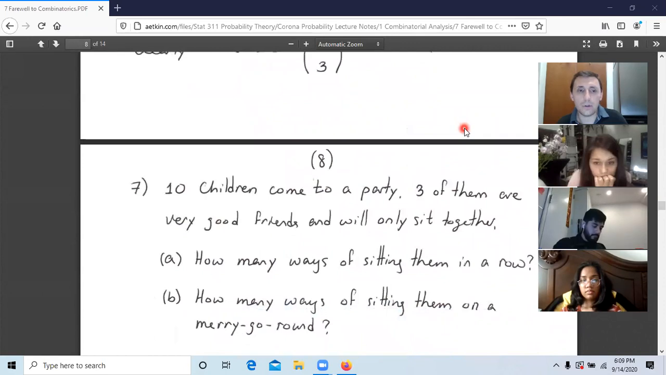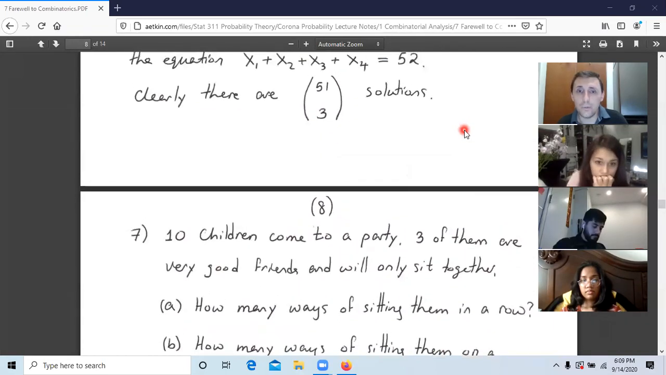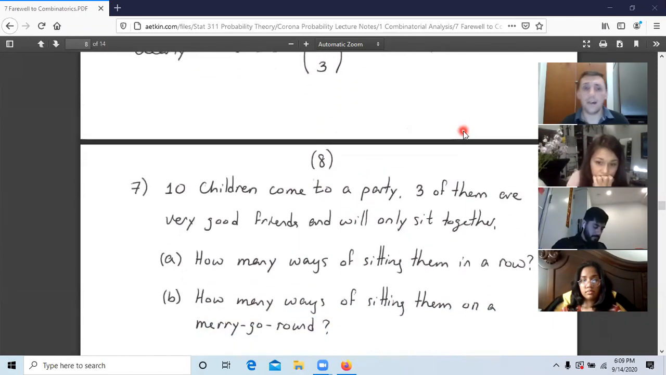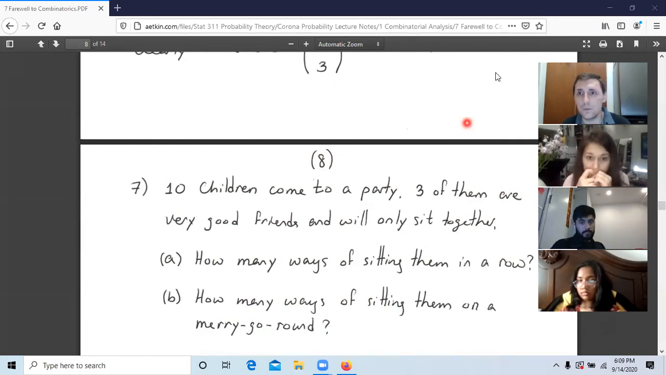Okay, now questions are getting hopefully more interesting. 10 children come to a party. Three of them are very good friends and will only sit together. How many ways of sitting them in a row? That's question A, and B is the same thing, but for merry-go-round. So for now, write A and the solution, okay?